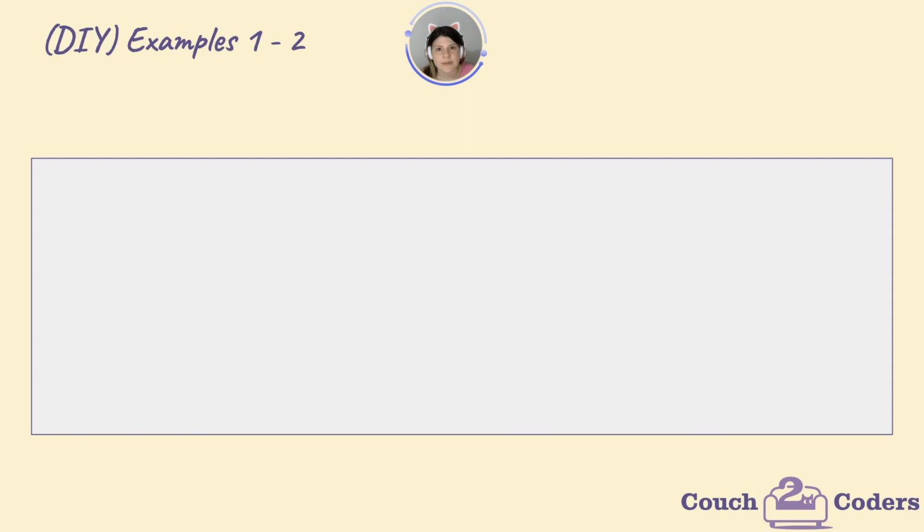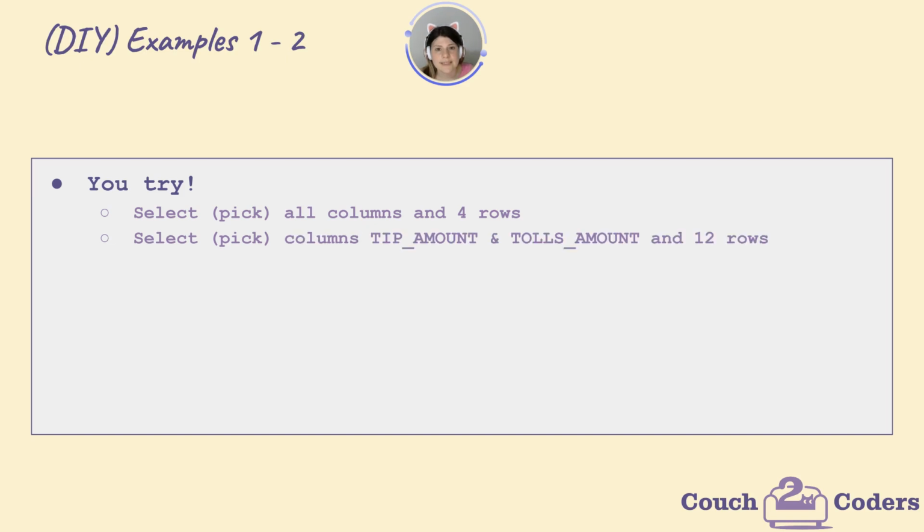So let's go over the examples at a high level. For example 1, select or pick all of the columns and return only 4 rows. For the second example, select the following columns, tip amount and tolls amount, and only return 12 rows.